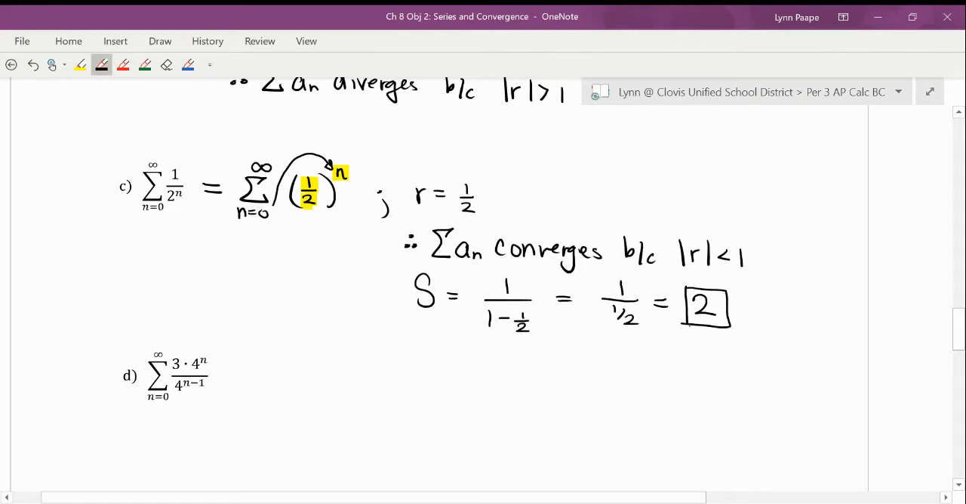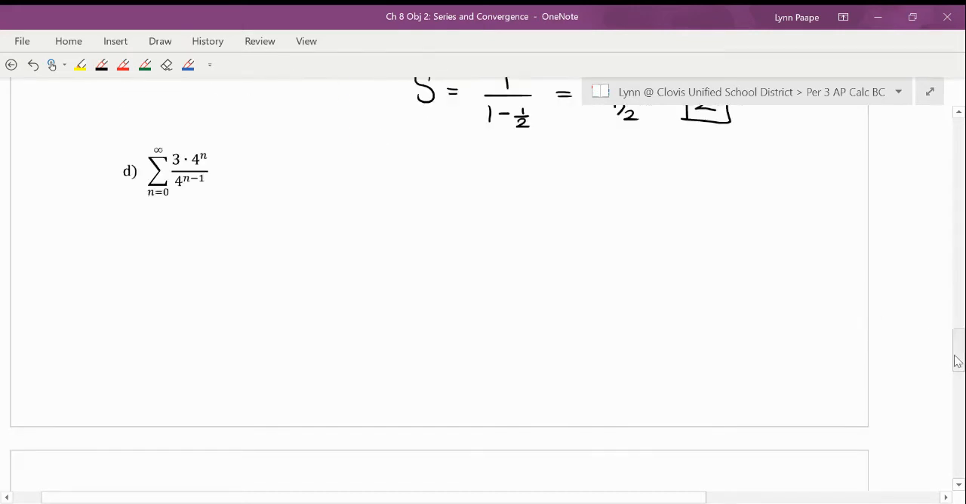Okay, last one. For this one right here, again, is this geometric or not? I do know it's geometric because I have variable exponents, and they have that common base of 4, right? But I need to simplify it just like I did on the previous one. So I'm going to go ahead and do a little bit of simplifying here. That 3 I'm just going to bring to the front there.